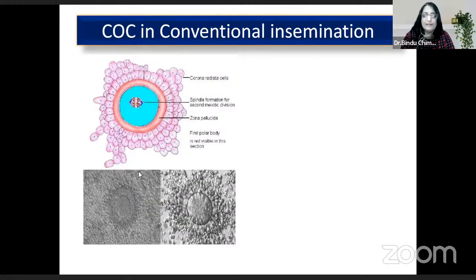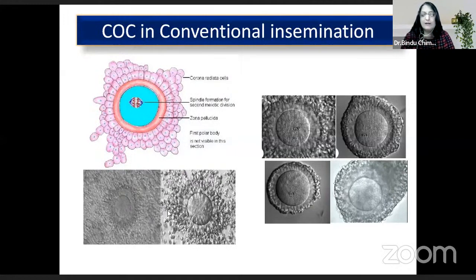But based on this looseness of the cumulus cells and how we visualize this under the microscope, it tells us roughly about the maturity state of the oocyte. So what you see on the left is a normal morphology oocyte as observed under the microscope just on the basis of the COC complex. And similarly, which appears like this.